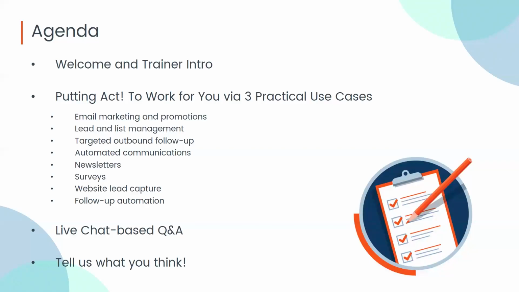Now, today, I want to show you three practical solutions, three practical use cases for ACT Marketing Automation, for using that to gather leads, to promote services or events, to follow up and nurture the customers that you already have, creating automated communications, newsletters, surveys, and more. There's a lot to cover today, so let's just get going.